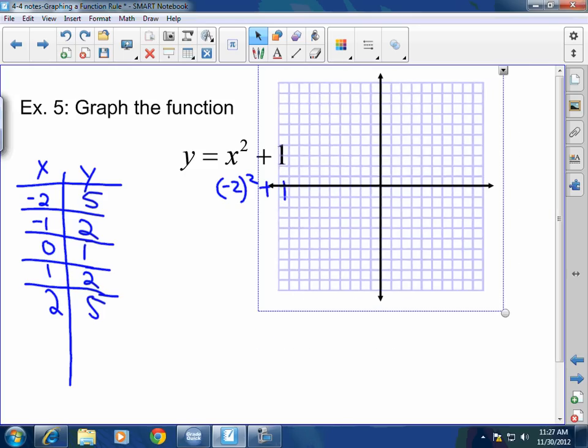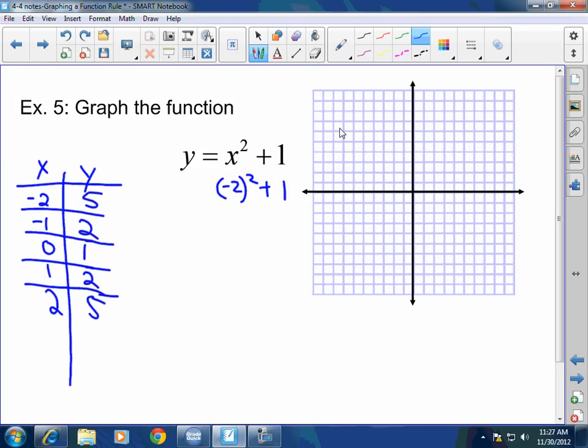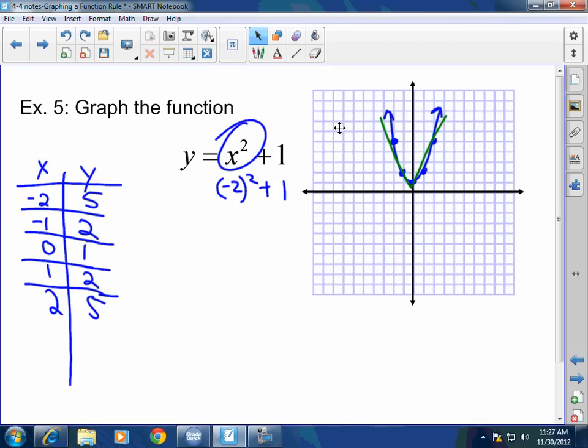Okay? No, this is not a V. It's a square, so it's going to be a U. Negative 2, 5. 1, 2, 3, 4. Negative 1, 2. 0, 1. Come on. 0, 1. 1, 2. And 2, 5. Notice that's a U. People are going to be tempted to do a V. It's not, you're going to be off. It's wrong. Don't do a V because this is not a V shape. This is a U shape. Does that make sense, my brothers?